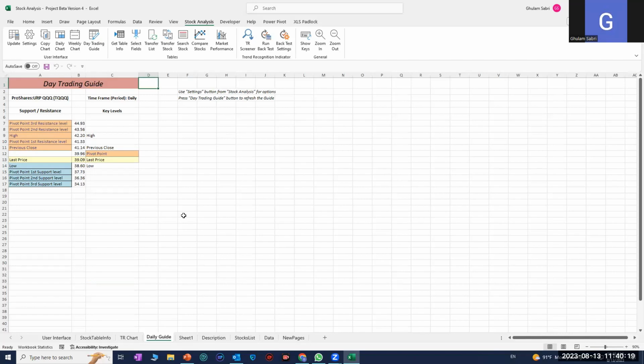If you're using it, it's just a guide. It does not mean that for Tesla, or the Triple Q, whenever they come to this level, it will come down. It doesn't mean that. There are a lot of forces acting on the market.